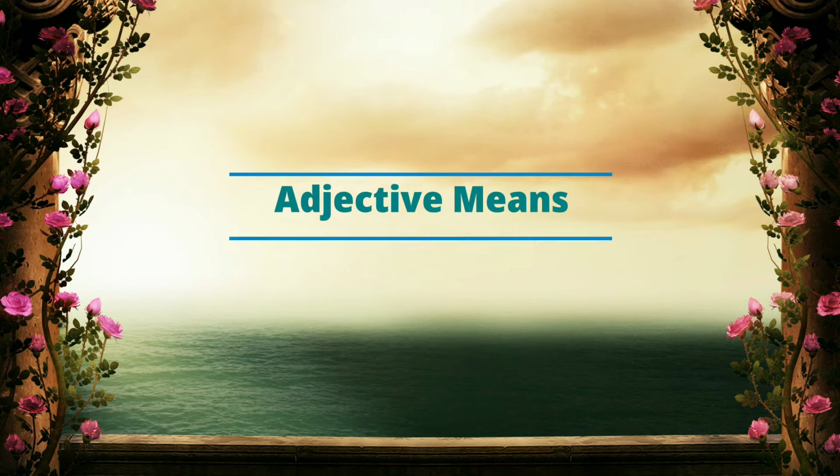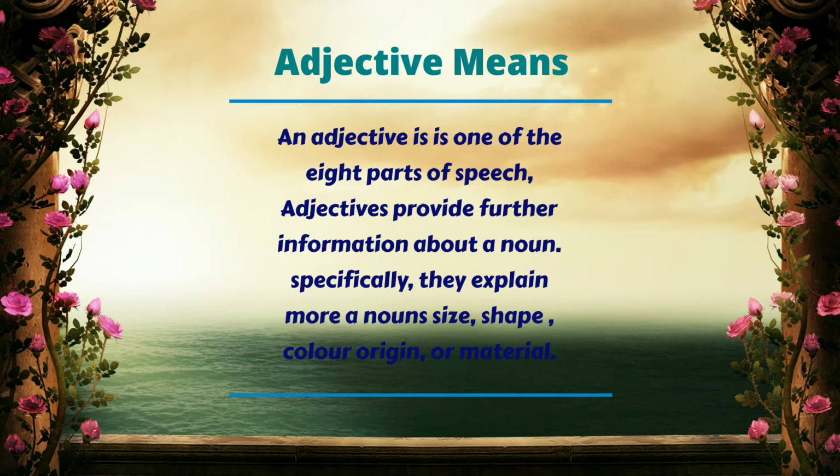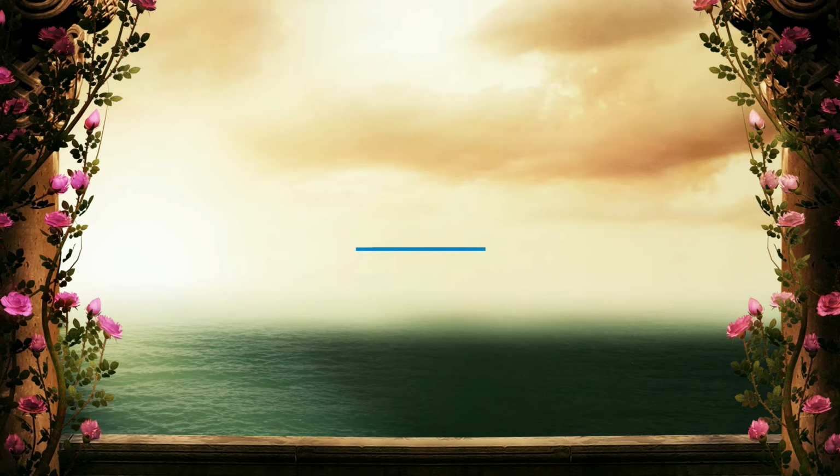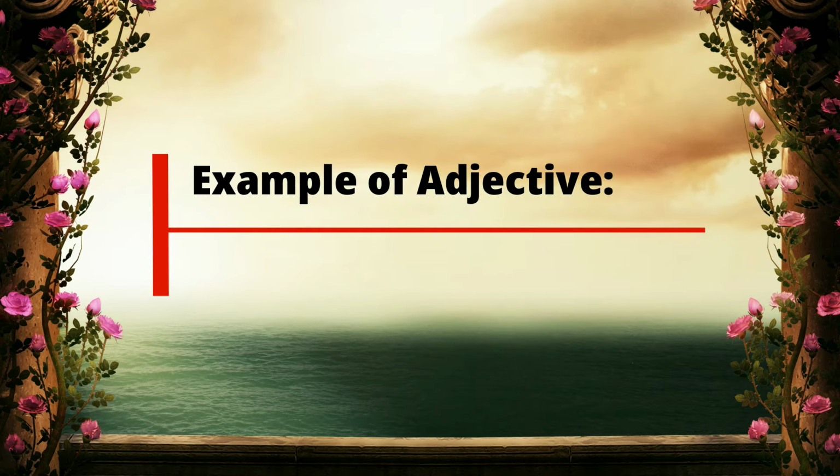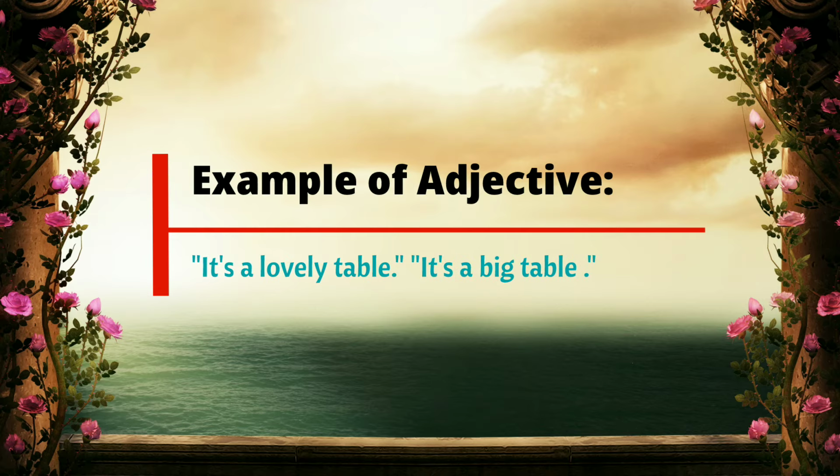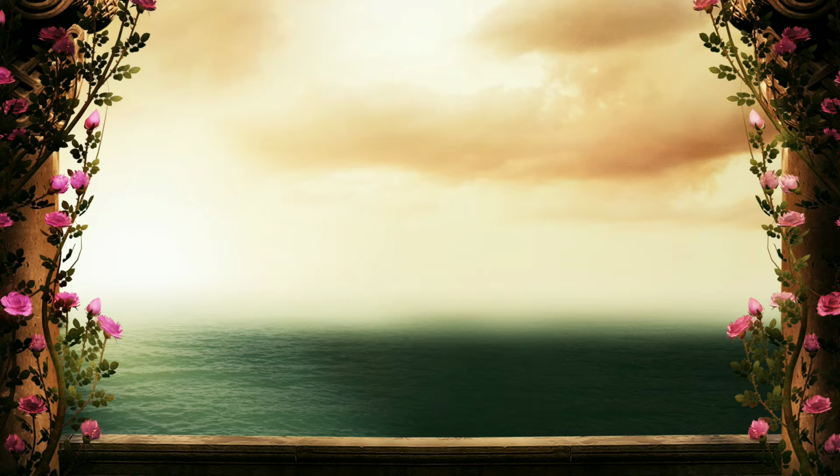An adjective is one of the 8 parts of speech. Adjectives provide further information about a noun. Specifically, they explain more about a noun's size, shape, age, color, origin, or material. Example: it's a lovely table. It's a big table.